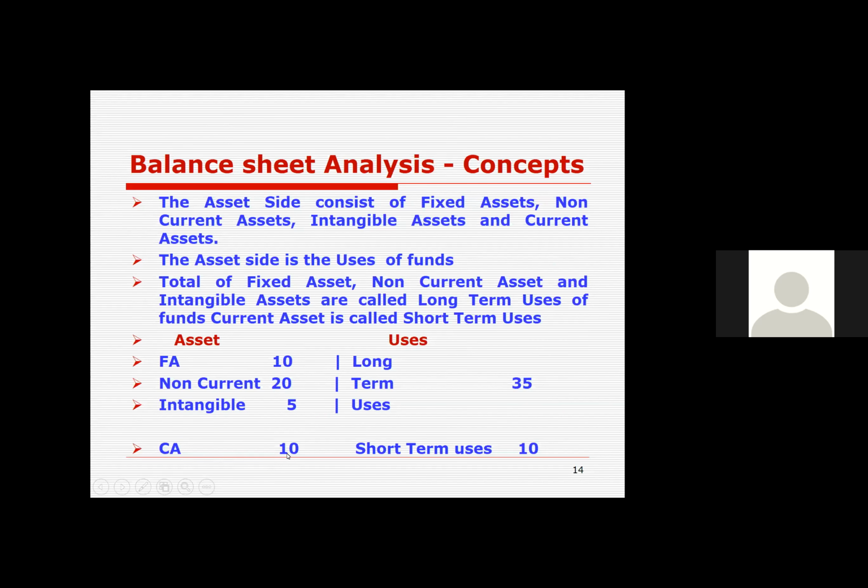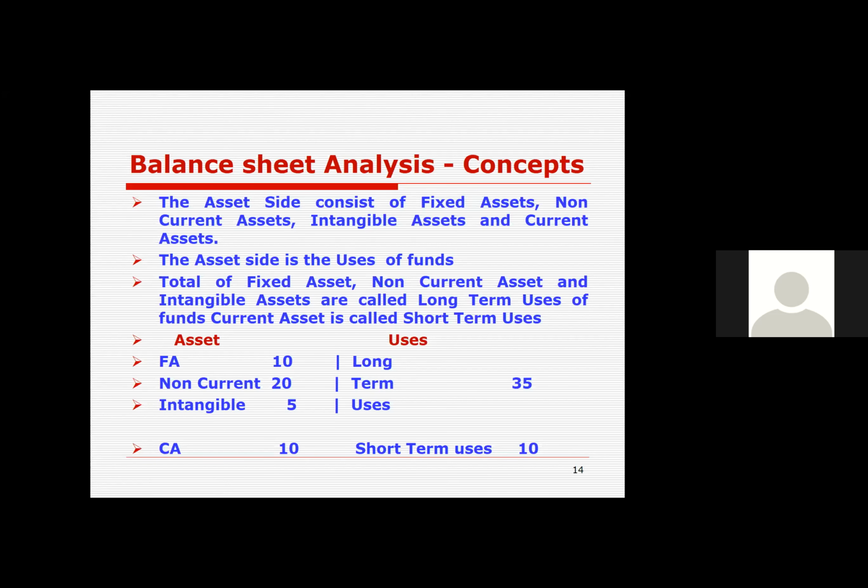So the current assets, when shown as 10 in the balance sheet, will be classified as short-term uses. The liability is the source. So the total liability side is the total source of the firm, which is divided into long-term source and short-term source. Long-term source is nothing but net worth plus term liability. Short-term source is nothing but the current liability.